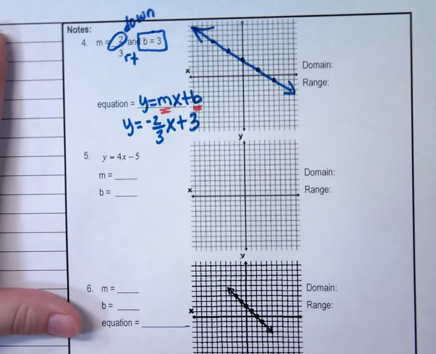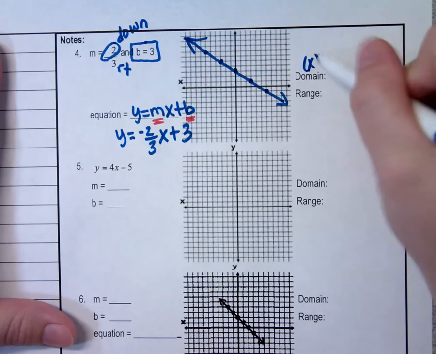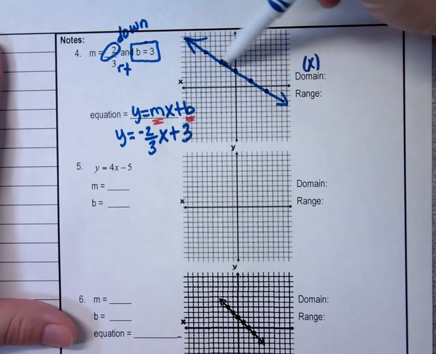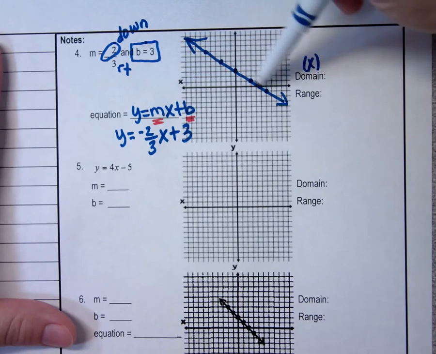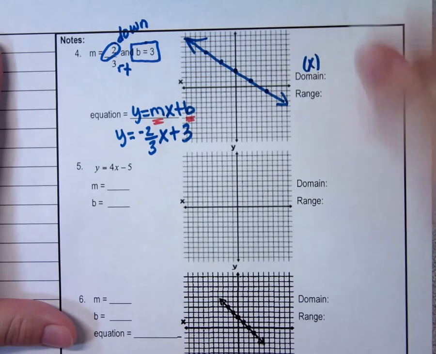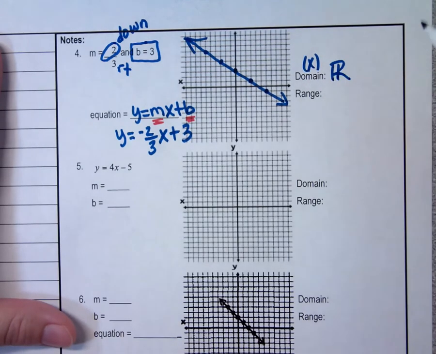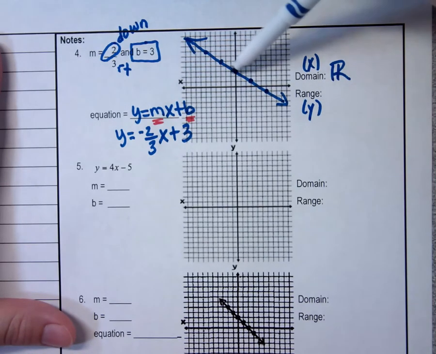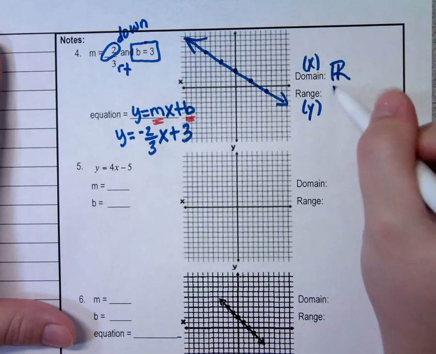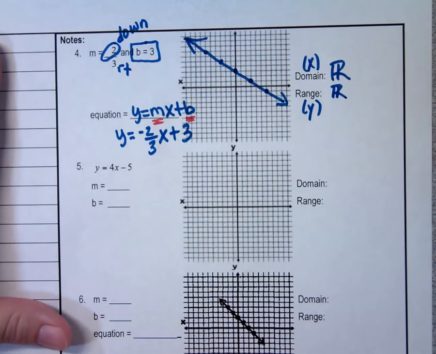All right, let's talk domain and range. Domain are your x's, what's happening left and right. And this graph goes forever to the left, forever to the right. All real numbers. Range are your y's, and that's up and down. And this graph goes forever down, forever up. So the range, all real numbers.